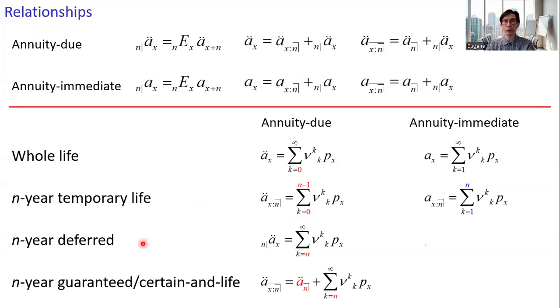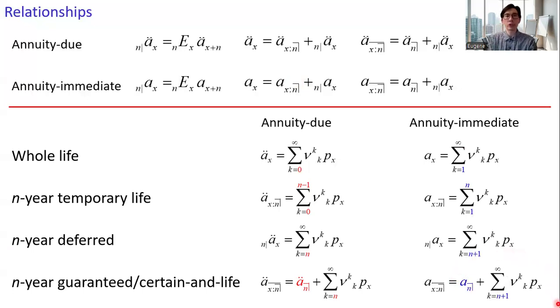For the N-year deferred, start from K equals N plus 1. And then for the guaranteed annuity immediate, the first term is an annuity immediate. And then the summation notation starts from K equals N plus 1. All right, these are the expressions that we have covered in this video.